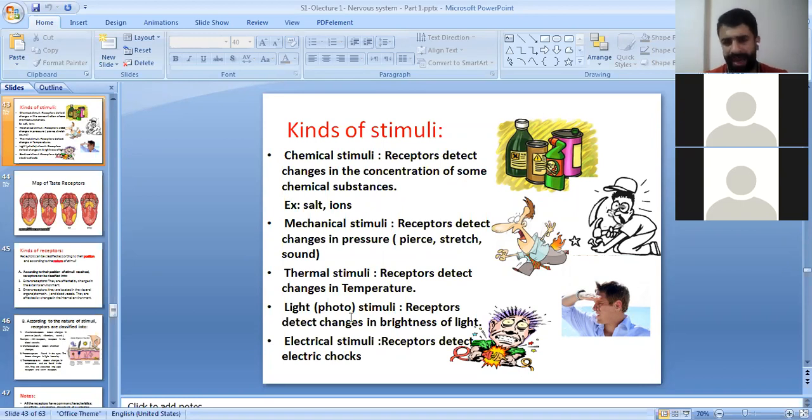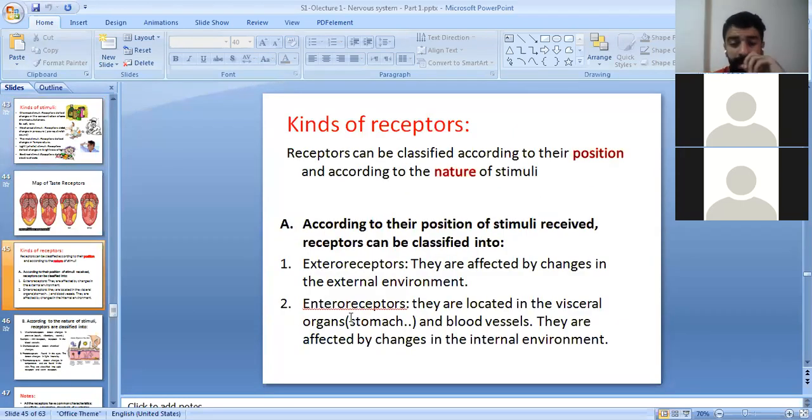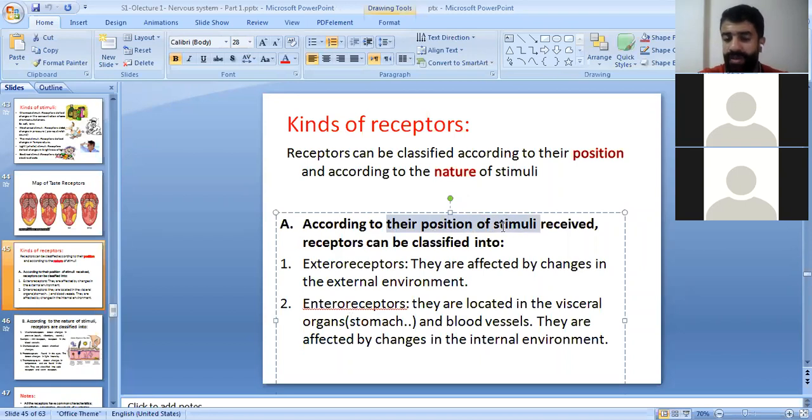Electrical is related to electrical shocks. Receptors are classified either according to their position or according to their nature. According to their position, they may be exteroreceptors, which are affected by changes outside the body, or enteroreceptors, which are located in the visceral organs, for example in the stomach, intestines, and so on. They are affected by changes in the internal movement. These are classified according to the position of the stimulus.